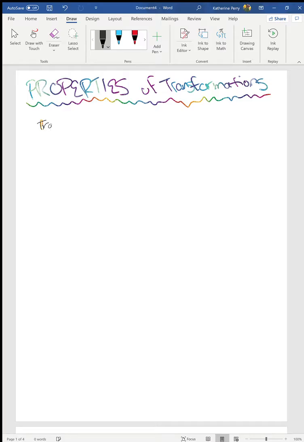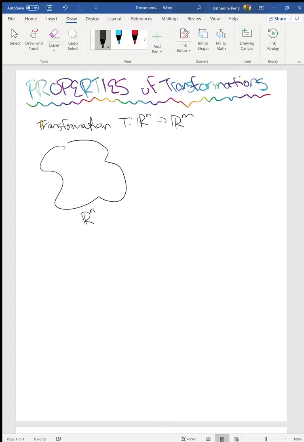So if I have a transformation T from Rn to Rm, I can draw the following picture. The input is going to be all vectors in Rn. In particular, I can have some vector x, and I can apply my transformation to x. If I apply T, then what I get is some new vector, let's say T of x.